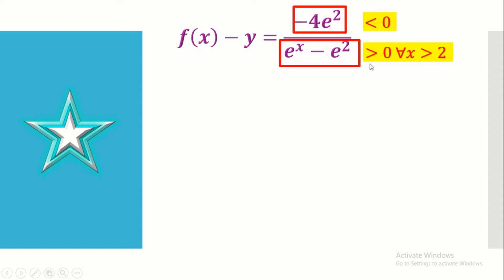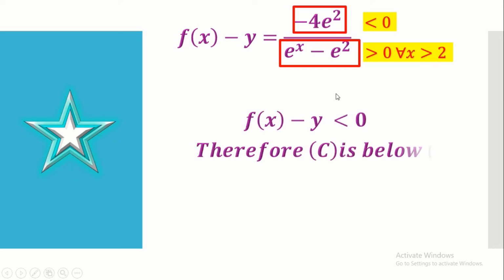So here negative over positive, minus over plus, gives us minus. We can deduce in this case that f of x minus y is negative. Therefore, the curve C is below the straight line D.